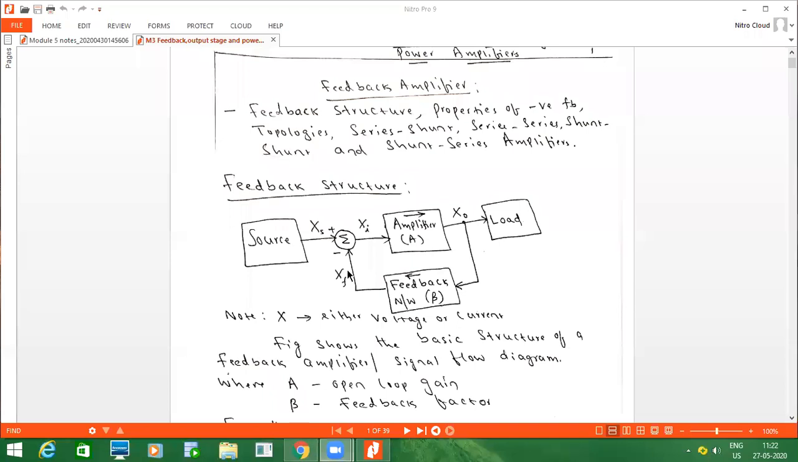Input impedance will be increased. Output impedance will be decreased. Bandwidth will be increased, correct? And the system will become temperature insensitive. These are all the advantages we are going to get if you are using negative feedback for designing an amplifier circuitry. Okay, so these are all the advantages.